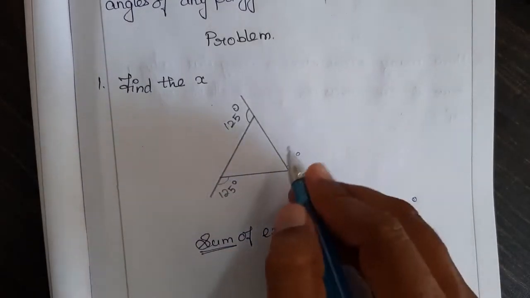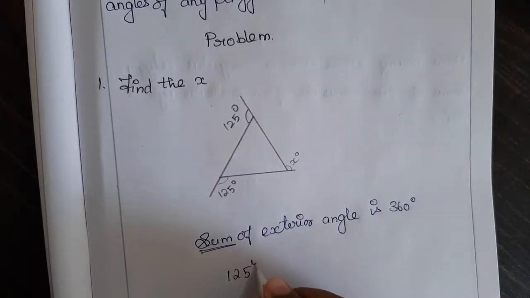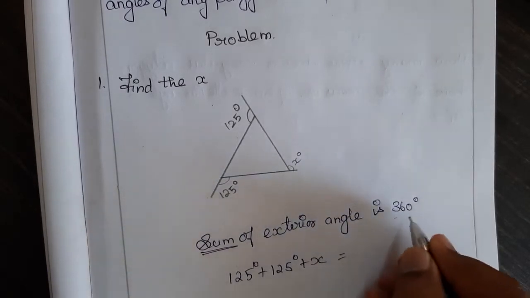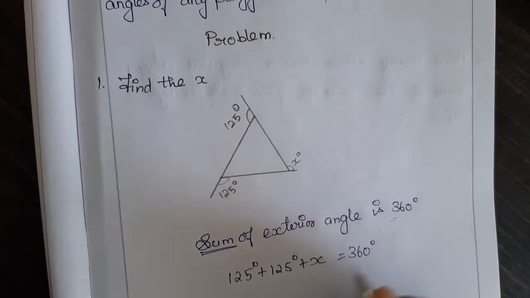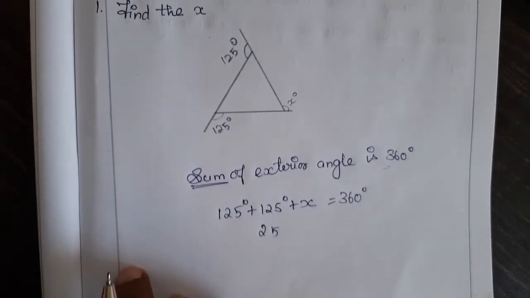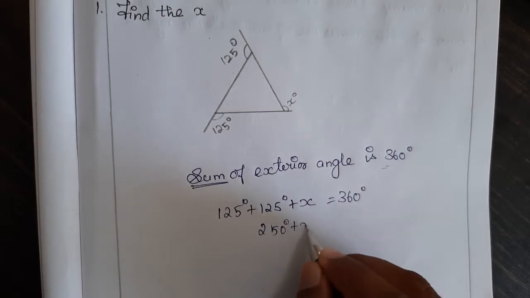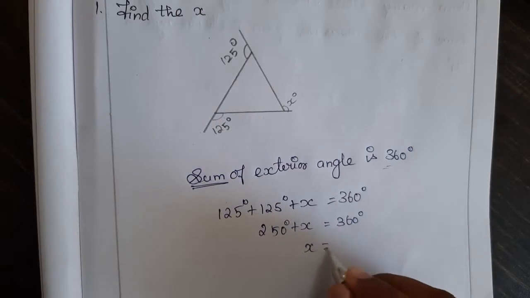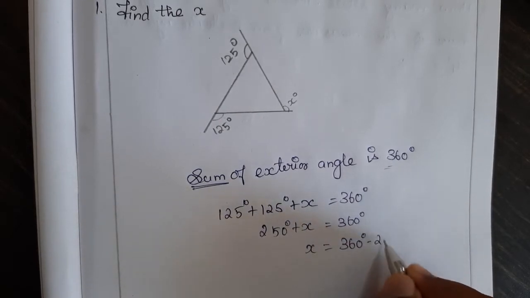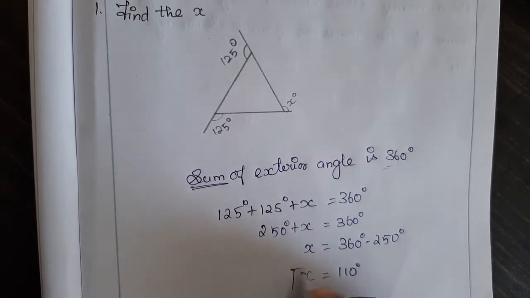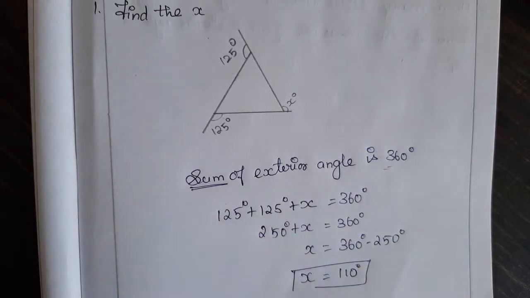We have to add these 3 exterior angles: 125 degrees plus 125 degrees plus x is equal to 360 degrees. What is 125 plus 125? 250. So 250 degrees plus x is equal to 360 degrees. So x is equal to 360 degrees minus 250 degrees. So x is equal to 110 degrees. So the value of x is 110 degrees.